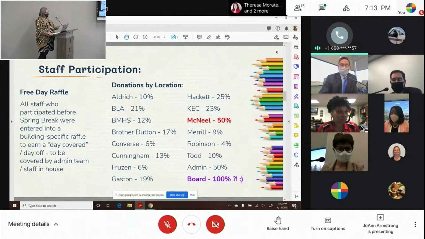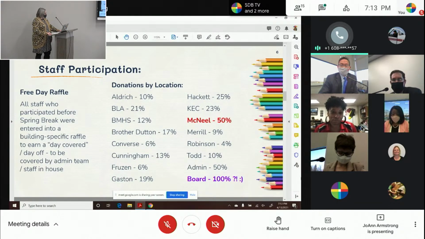So we were offering some incentives for participation. Every building, the staff who participated got put in for a raffle to earn a day off, which will be covered by the admin team and in-house staff. And you can see how the breakdown went by school.